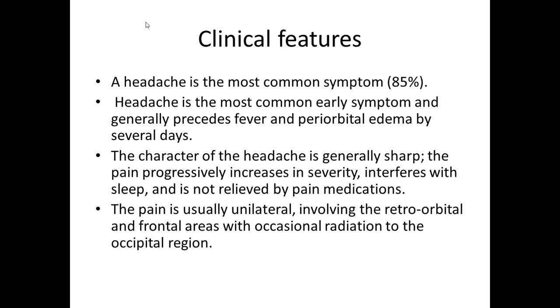Coming to clinical features, headache is the most common symptom, occurring in 85% of cases, and it generally precedes fever and periorbital edema by several days. The headache is generally sharp, progressively increases in severity, interferes with sleep, and is not relieved by taking any medication. It is usually unilateral, involving the retroorbital and frontal areas. Occasionally it may radiate to the occipital region. In the initial days, cavernous sinus thrombosis may be misdiagnosed as migraine headache.